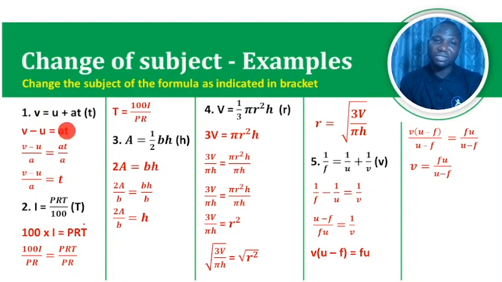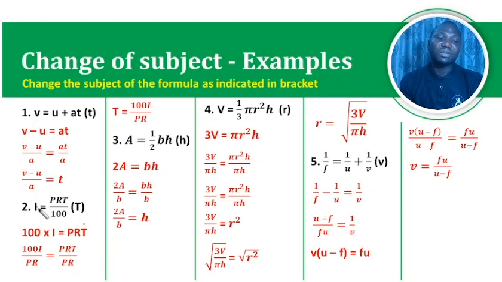We're not done yet. So look at my subject again, t is multiplied to a. So what is the inverse operation of multiplication? Very good, division. So we divide away the a. So we divide both sides by a. So divide this at by a, v minus u by a. The a here will cancel this a. So on the right hand side you'll be left with t. T equals v minus u over a, and boom. That gives us our subject.